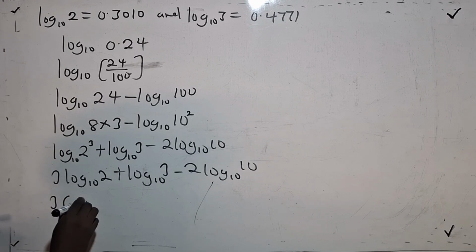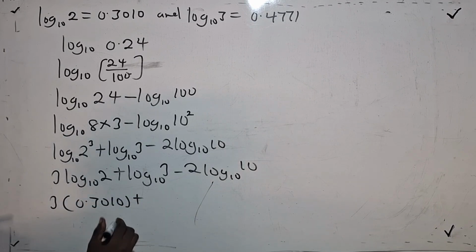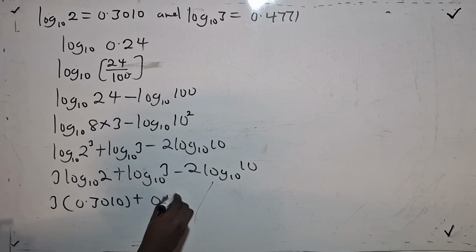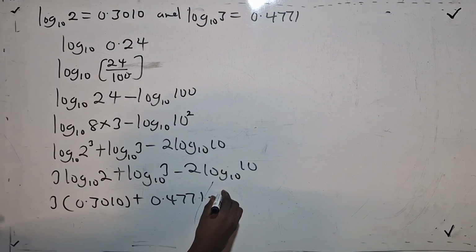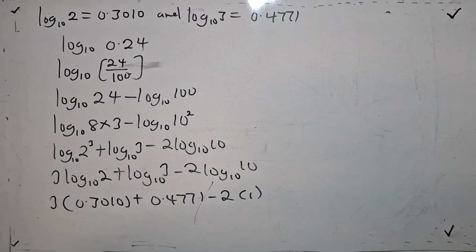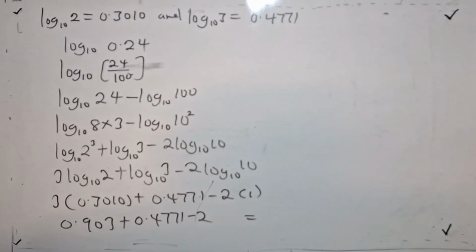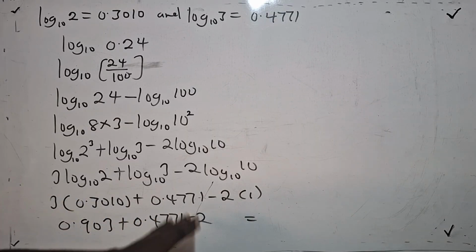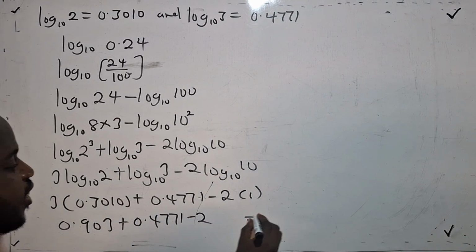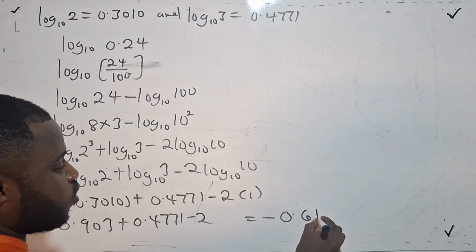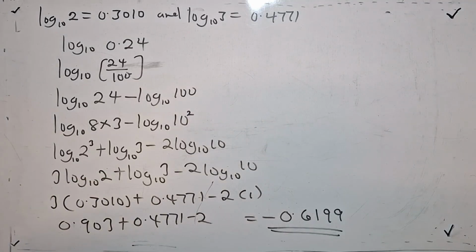Now the log of 2 is giving us 0.3010 plus log 3, then 0.4771 minus 2 times what? 1, log 10 10. Now let's move forward step by step. So this one will give me 0.903 plus the 0.4771 minus 2, for which the final answer, if I add all these and subtract by this, I'm going to get negative 0.6199 as my final answer.